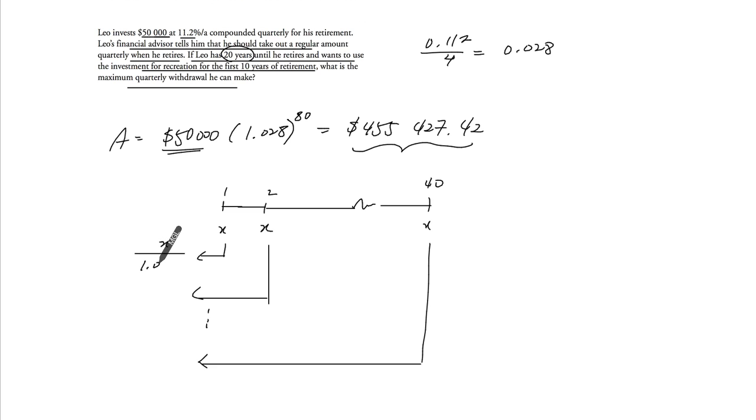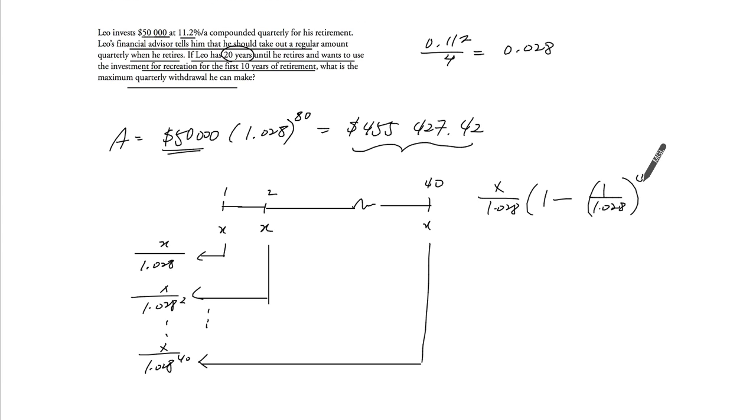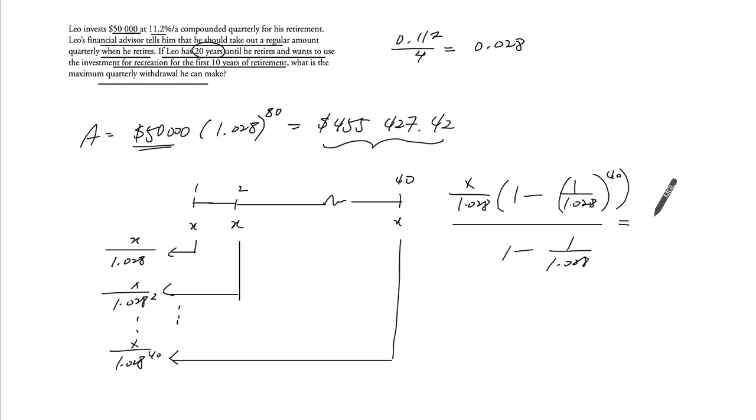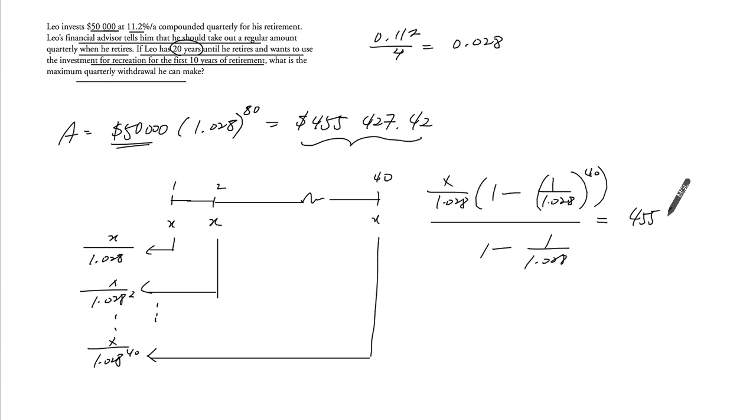But let's assume it is the same. And you get 1.028 to the power of 40. So all of this has to add to this. So A is X over 1.028, 1 minus R to the power of 40. Okay. And this has to add up to 455,427.42. Let's multiply top and bottom by 1.028.